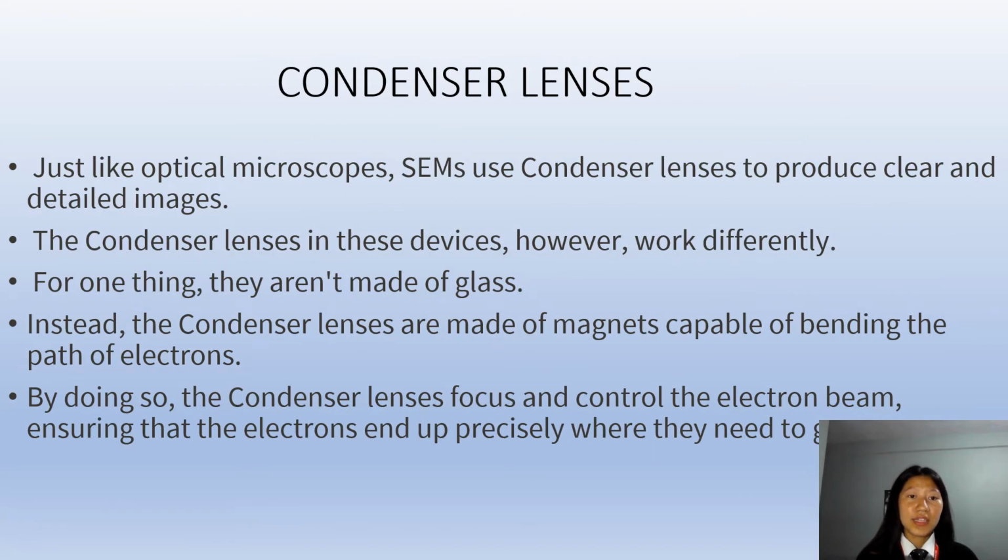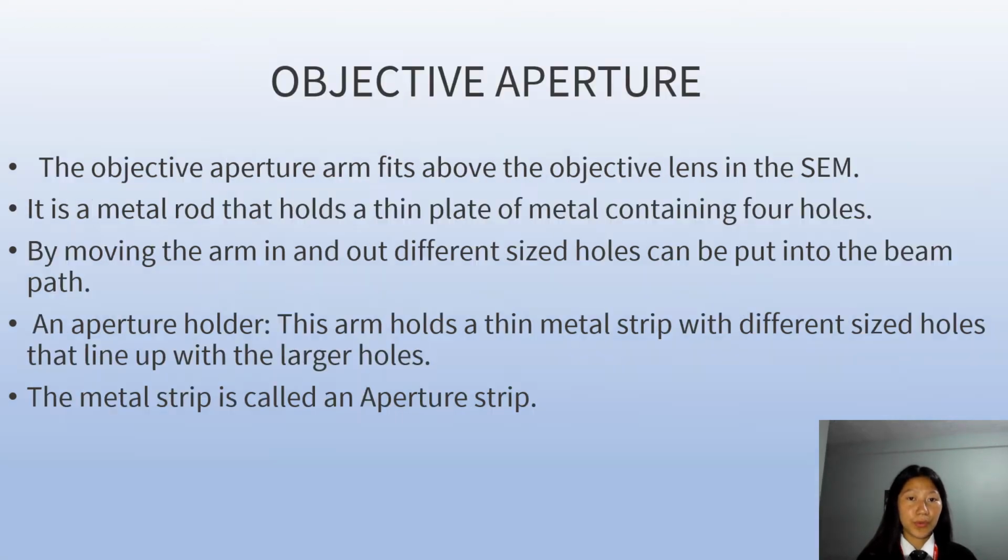Condenser lenses. Just like optical microscopes, SEMs use condenser lenses to produce a clear and detailed image. The condenser lenses in this device, however, work differently. For one thing, they are not made of glass. Instead, the condenser lenses are made of magnets capable of bending the path of electrons. By doing so, the condenser lenses focus and control the electron beam, ensuring that the electrons end up precisely where they need to go.